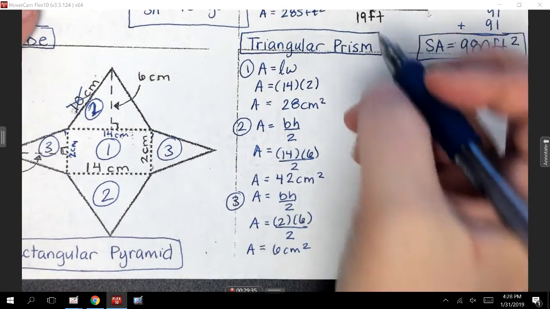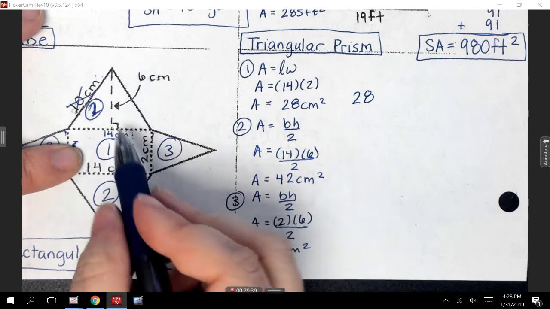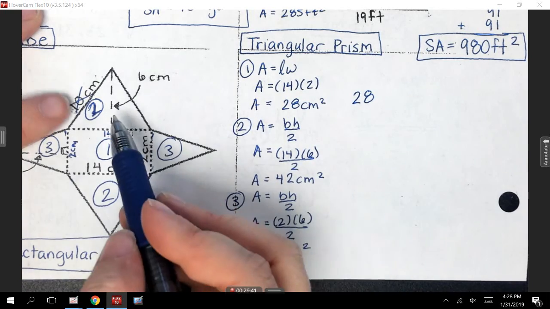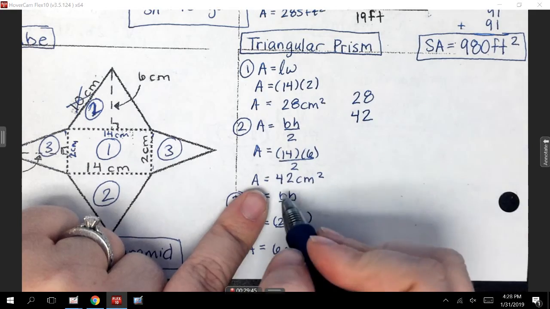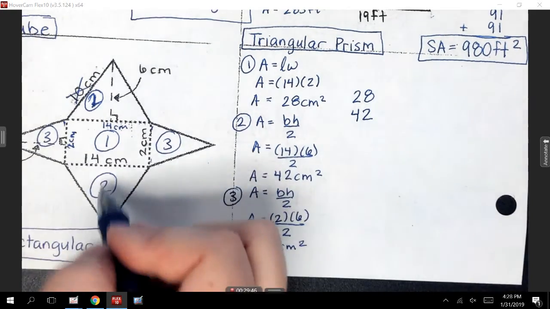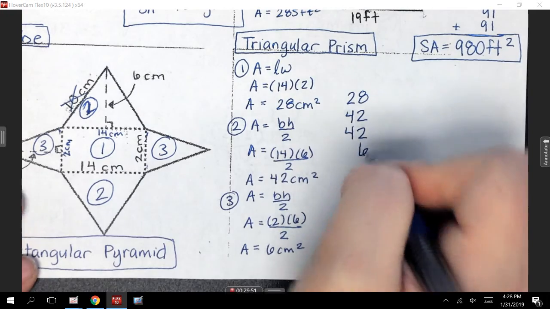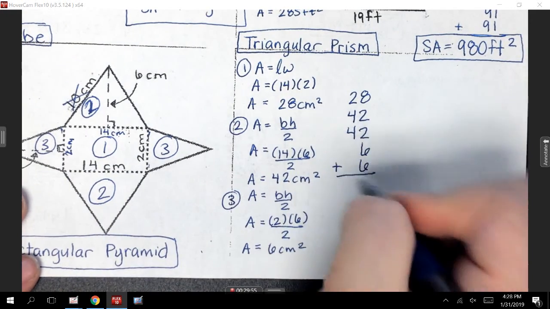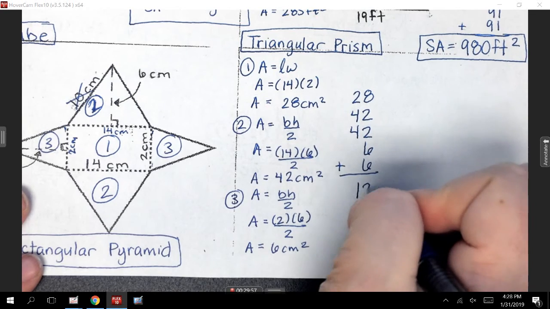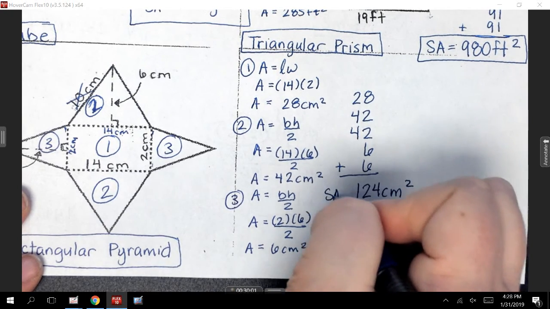So now we need to add them up. So I have shape 1, which is 28, and it's only there once, so I'm just going to do 28 once. Shape 2, which was 42, we can see it over here. Now shape 2, I do have it there twice, so I'm going to write 42 twice. Shape 3 is 6. Again, I have shape 3 twice, so I'm going to write 6 twice. When I add that up, I get 124 centimeters squared, and that is my surface area.